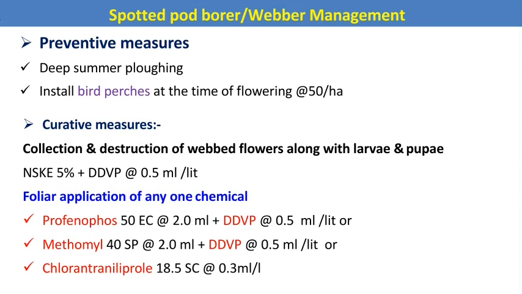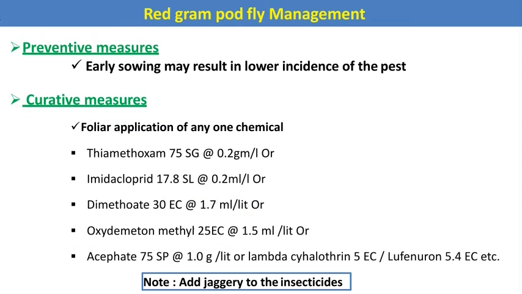Then for the management of the spotted pod borer, we can use deep summer plowing and bird perches. Then collection and destruction of webbed flowers along with the larvae and pupae. Then for foliar applications, we can use profenophos, methomyl or chlorantraniliprole. Then for the management of the pod fly, early sowing may result in lower incidence of the pest. It means adjustment of the sowing.